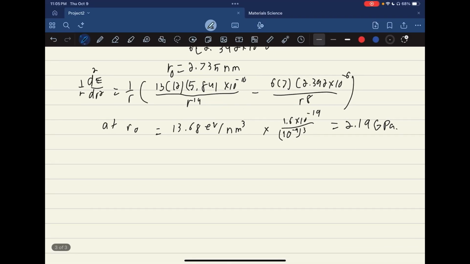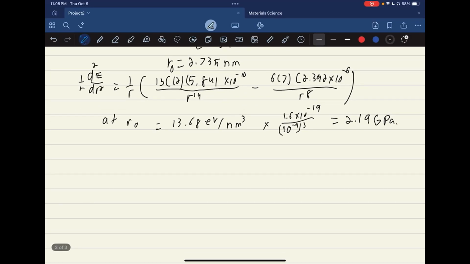And then getting the bulk modulus from the Young's modulus is pretty simple, where you take the Young's modulus, which I'm going to denote as EY, over 3 times 1 minus 2V, where V is the Poisson ratio, and we will be referencing that as 0.33, which is commonly known for metals. And when I plug in our data, it gives me 2.15 gigapascals.